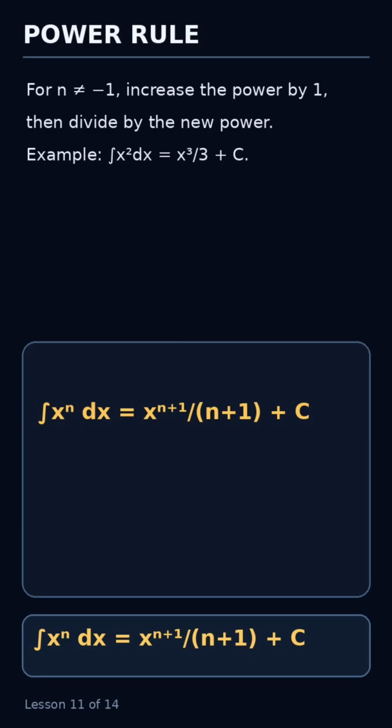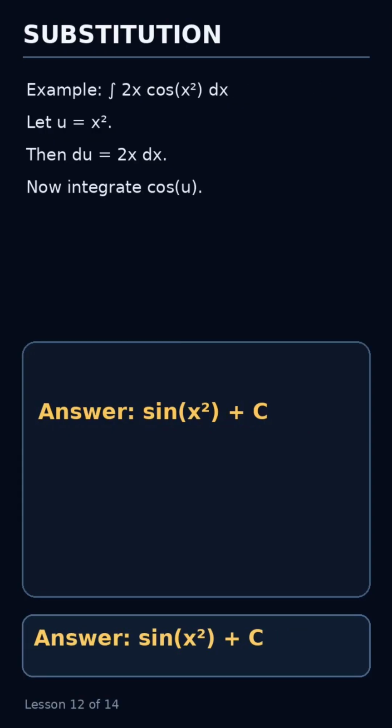Another example. The integral of 5x cubed dx, the 5 stays outside. The integral of x cubed is x to the 4 divided by 4. Therefore, the answer is 5x to the 4th divided by 4 plus c.